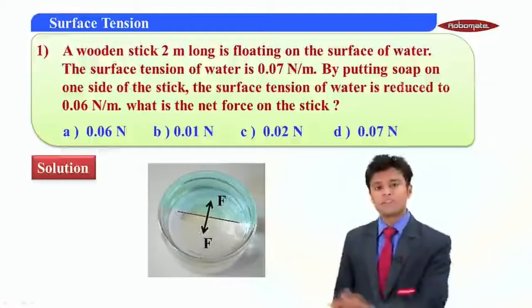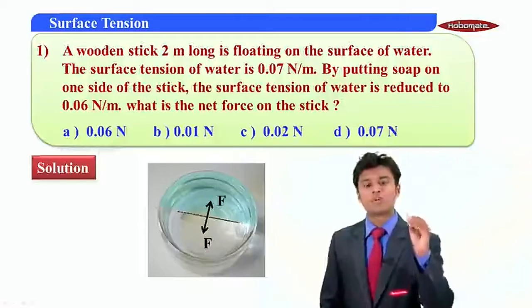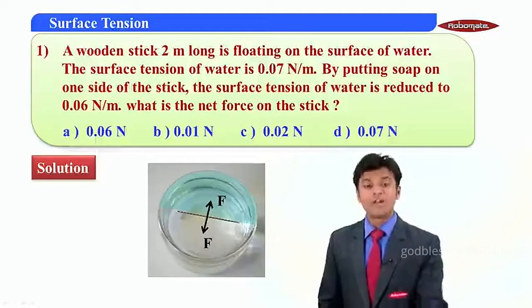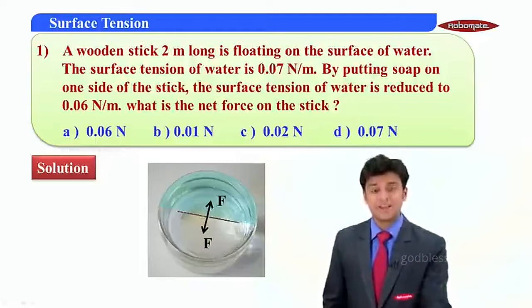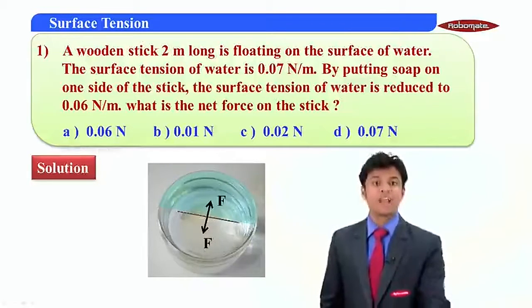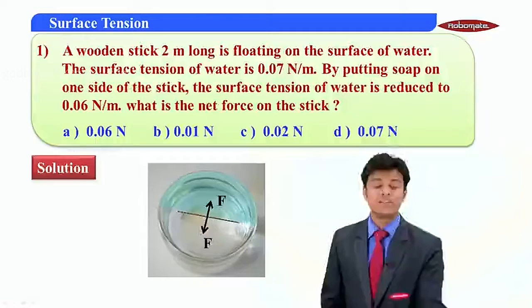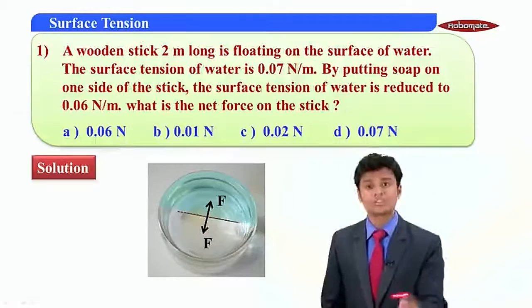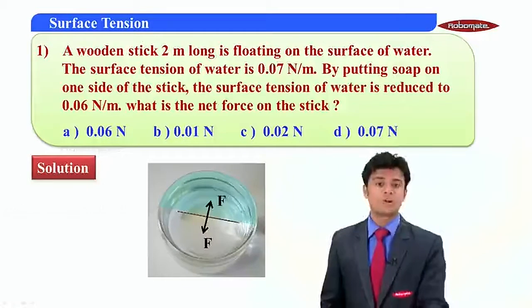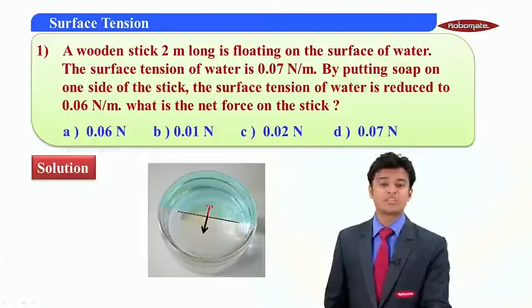Now class, in the previous module we have learned that whenever you put some contamination on the liquid, the surface tension decreases, right? So that's what the question is saying, that by putting soap on one side of the stick, the surface tension of the water is reduced to 0.06 newtons per meter. What is the net force acting on the stick?